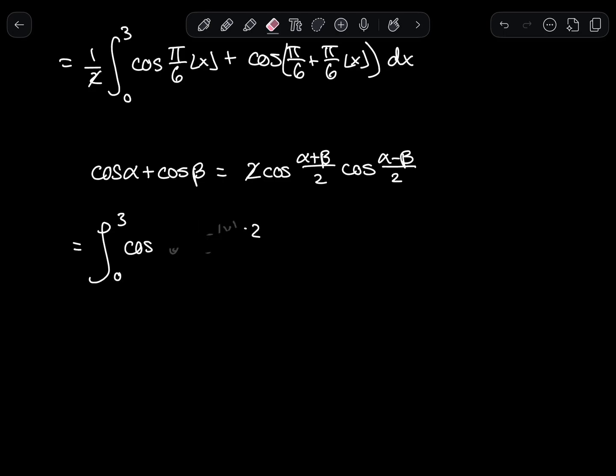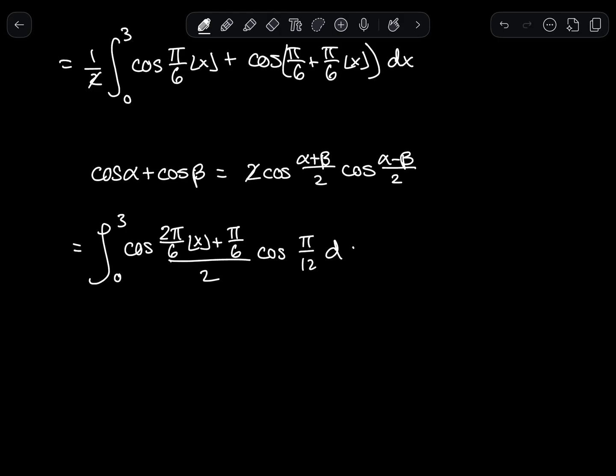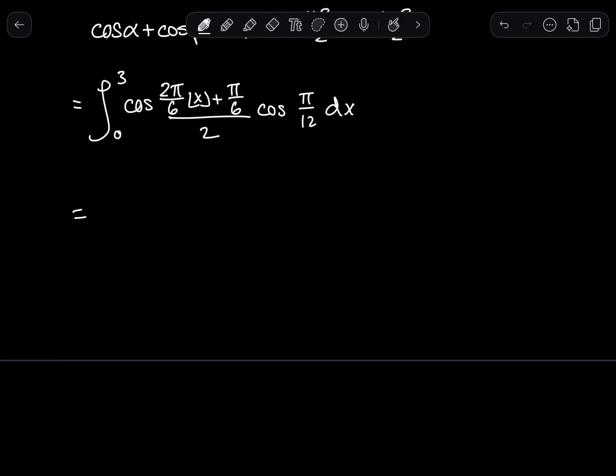So we get 2 pi by 6, which I'm going to keep like that, plus pi by 6, all of that over 2, times cosine of pi by 6 floor of x minus pi by 6 floor x, or minus pi by 6, all that over 2. And these two terms would cancel out, and then we end up with just pi over 6 over 2, which is just pi over 12, or it'll be negative, but since cosine is an even function, it doesn't matter, and then with respect to x.